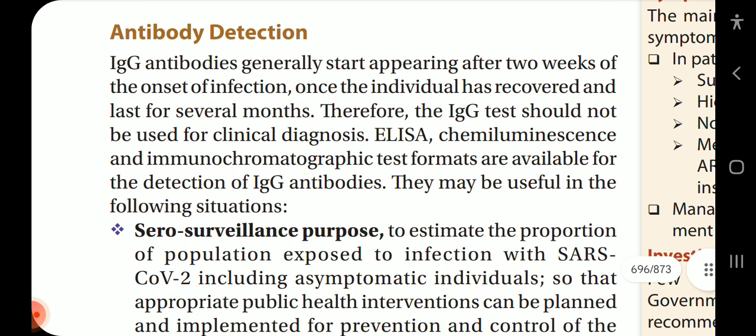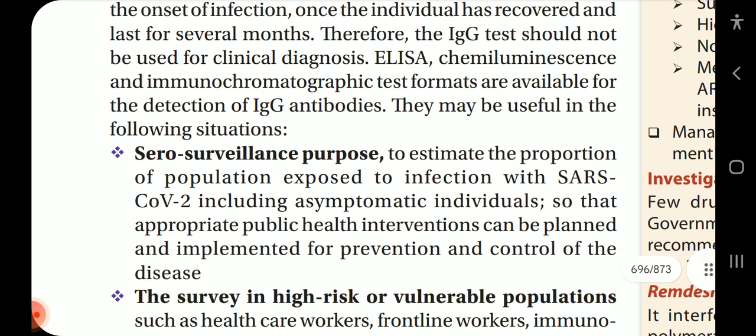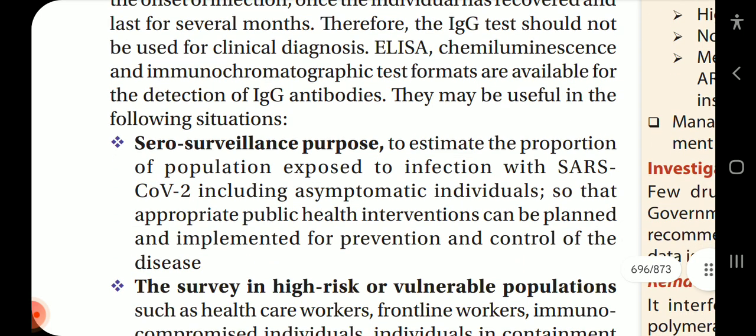Antibody detection. IgG antibodies generally start appearing after 2 weeks of the onset of infection, once the individual has recovered, and last for several months. Therefore, the IgG test should not be used for clinical diagnosis. ELISA, chemiluminescence, and immunochromatographic test formats are available for the detection of IgG antibodies.